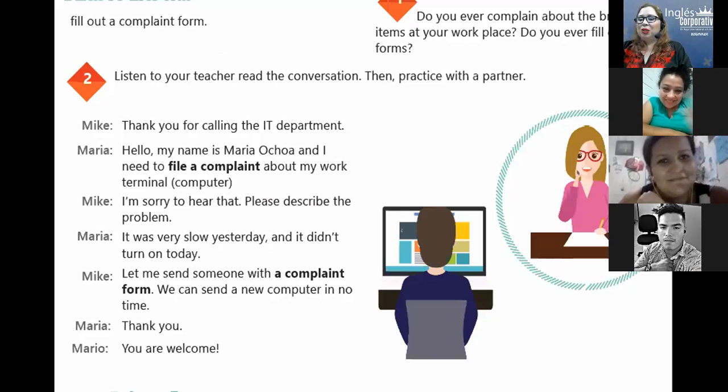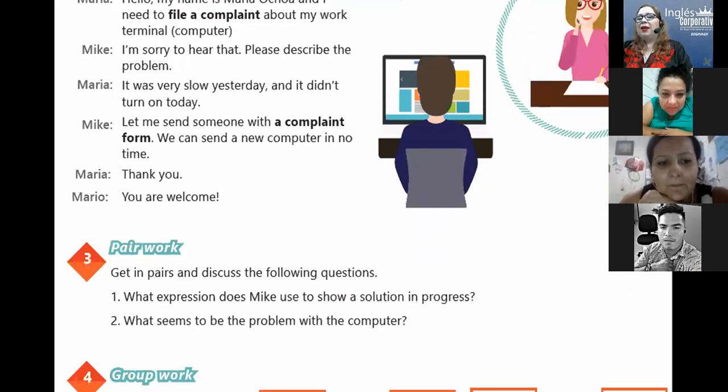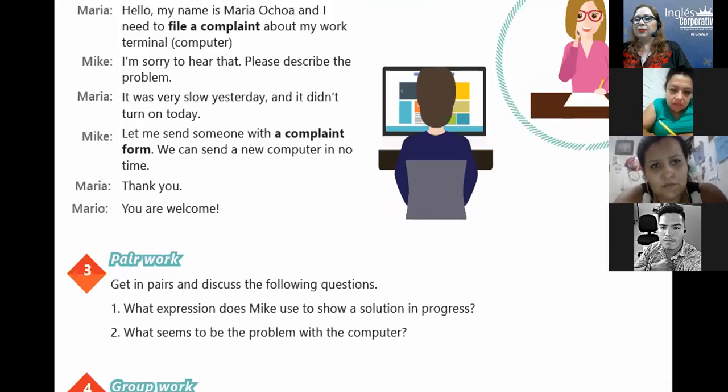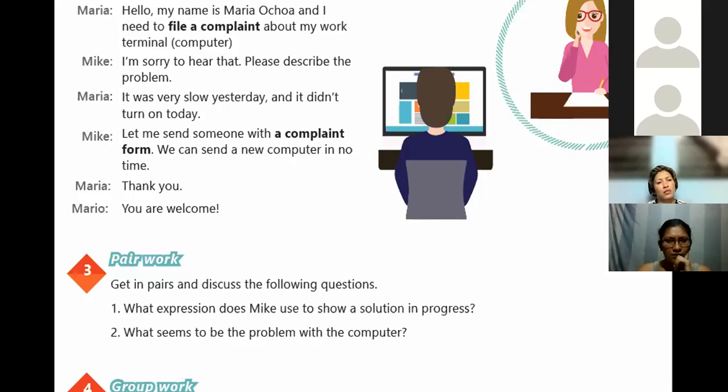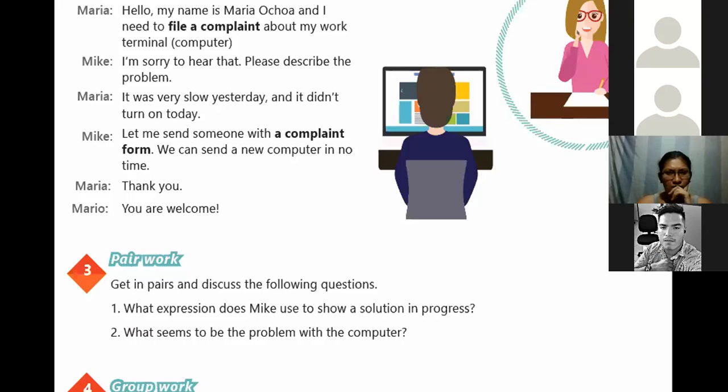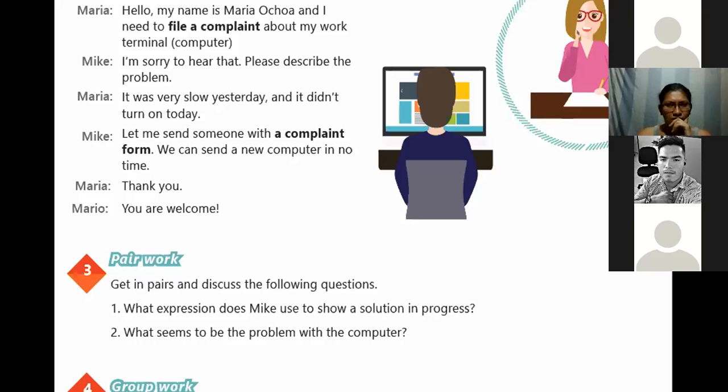Okay, good, good, good. So, guys, we need to complete the pair work we have here. In this case, we're not going to work in pairs. We are working together, okay? So let's think about what expression does Mike use to show us a solution in progress? What expression does Mike use to show a solution in progress? What do you think? Patty? For example, describe the problem. Sorry. I'm sorry to hear that. Please describe the problem.